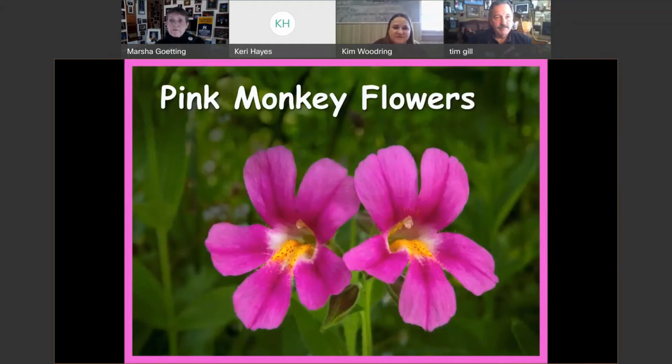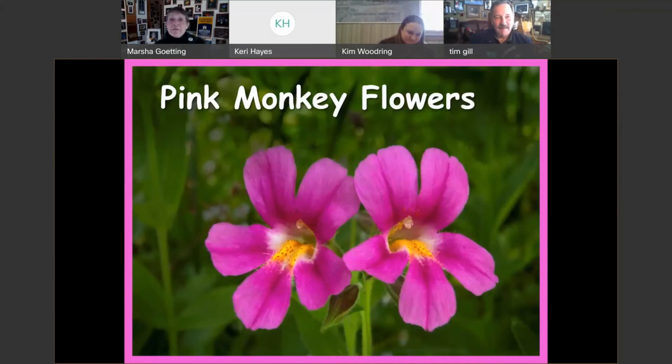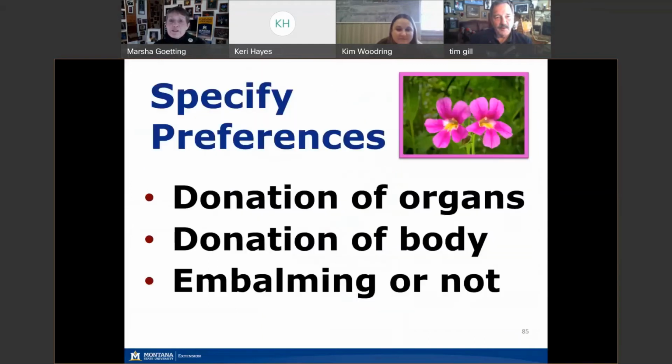Oh, sorry, this was me. And this reminds me of the pink monkey flowers. So Marsha, don't monkey around, share more with us. Okay. Yeah, as you can tell, sometimes my flowers are a little bit of a stretch, but it's still fun. We don't want to monkey around. We want to make sure that we specify some of our preferences.